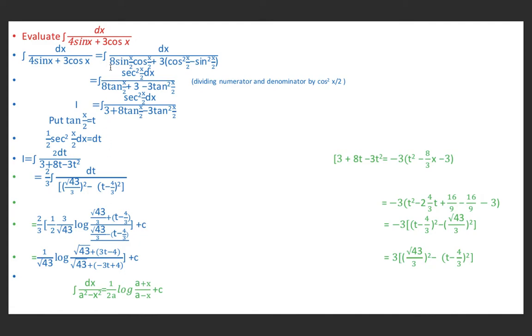Whenever you have an expression of this form, always use this technique to evaluate the integration. Use the formula sin 2x equal to 2 sin x cos x, cos 2x equal to cos square x minus sin square x, and then divide the numerator and denominator by cos square x by 2.